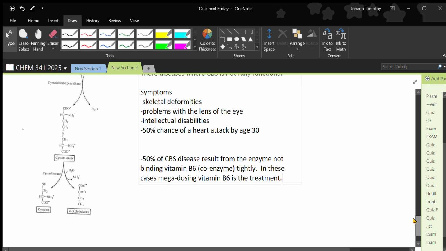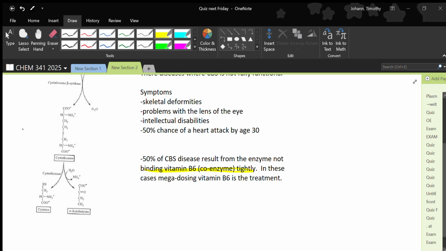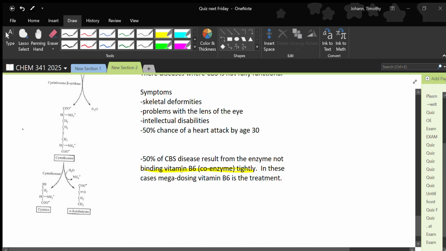So the point here is, wouldn't it be great if we had a way to tell how tightly enzymes bound things? Here's a really useful way of seeing that. We can see that we have this disorder, and we know it's because it doesn't bind vitamin B6, its coenzyme, tightly. And out of that, there's a pretty straightforward treatment, which is you just megadose that vitamin B6. So knowing this is really useful. Well, one way we can figure this out is through enzyme kinetics. You could figure out how tightly things bind using enzyme kinetics.